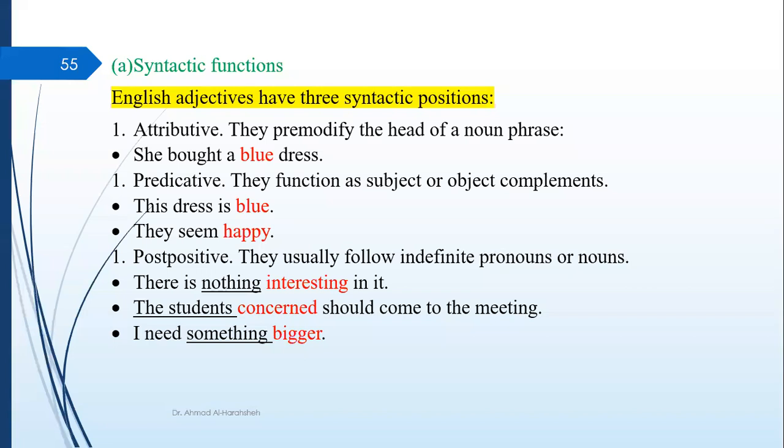Either they can be attributive, meaning they pre-modify the head noun of a noun phrase, and it occurs before the noun in order to modify it. She has a blue dress. Blue, this is an adjective, and it comes before the noun dress.